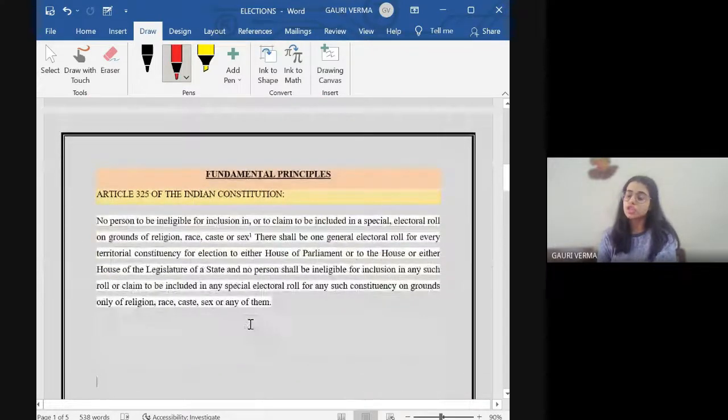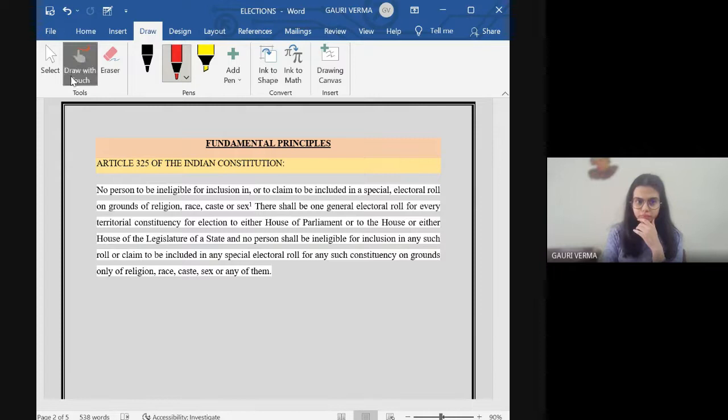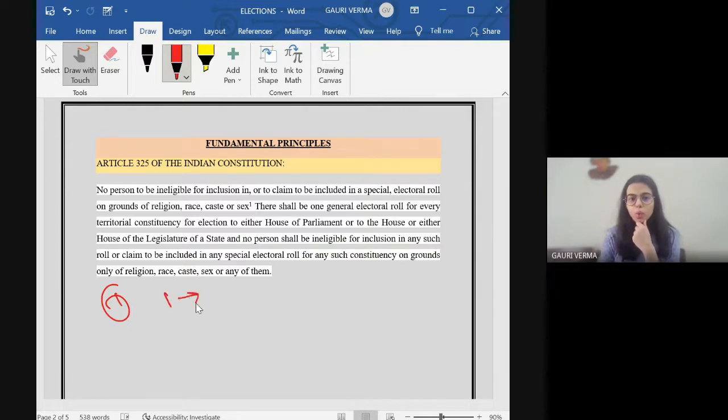So, what are elections? For a layman, elections would be to choose your leader or to choose a person who will represent you, right? Now there are certain fundamental principles of elections, and these are enlisted under Article 325 of the Indian Constitution. The first fundamental of elections is that there should be only one general electoral roll for every territorial constituency.